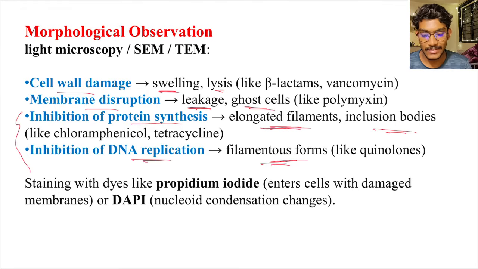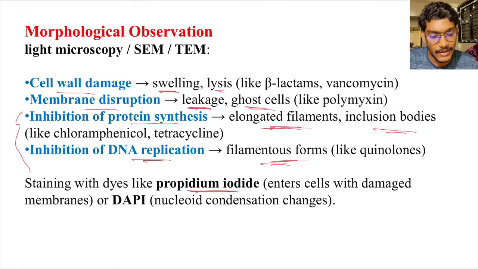And we can also stain the cell with certain dyes like propidium iodide, which can only enter the cell if the membrane is compromised, the membrane is damaged. So let's assume we are staining the cell with propidium iodide, and we are seeing that the cell is properly stained. That means the membrane is compromised. So the antibiotic is affecting the membrane. So in this way, these are the preliminary techniques by which we can guess the possible mechanism of action of the antibiotic.